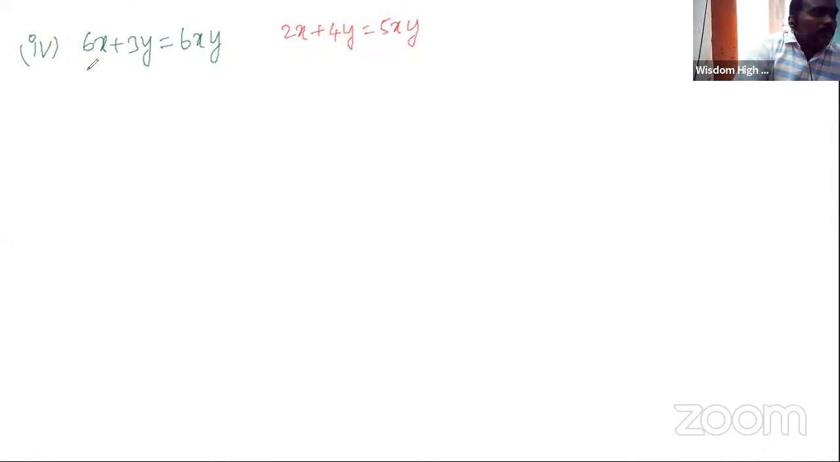Okay, this is the problem. Then how do we solve it? We have to see now. The problem is 6x plus 3y is equal to 6xy.